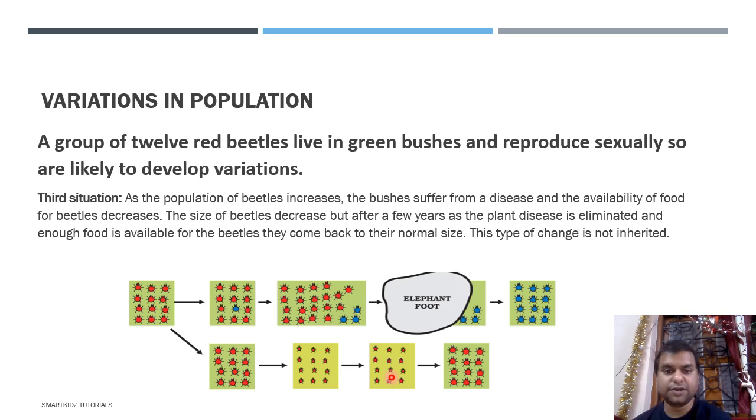and it is continued over here because of the fact that the plants in the bushes suffered from disease. Now this situation continues, but then we see that it has come back to its original size. This is when the plant disease is eliminated and enough food is available for the beetles to come back to the normal size. See, such a type of change is not inherited.